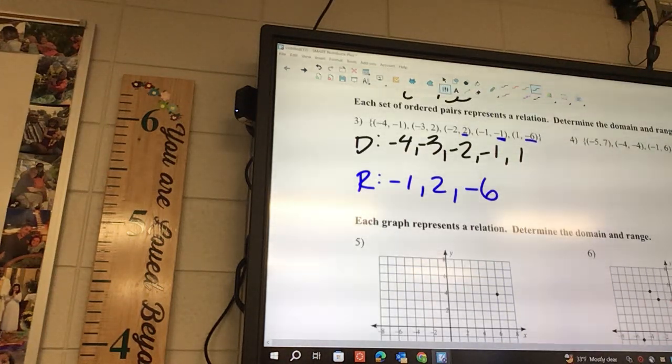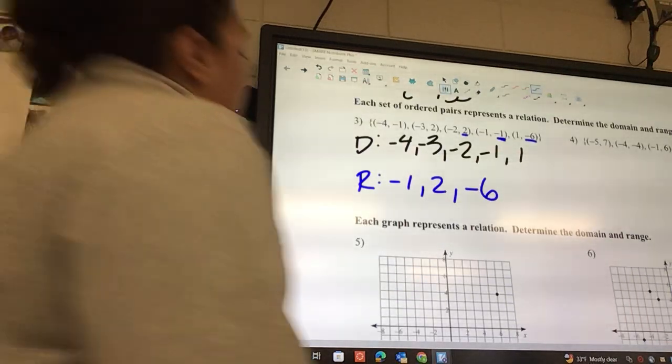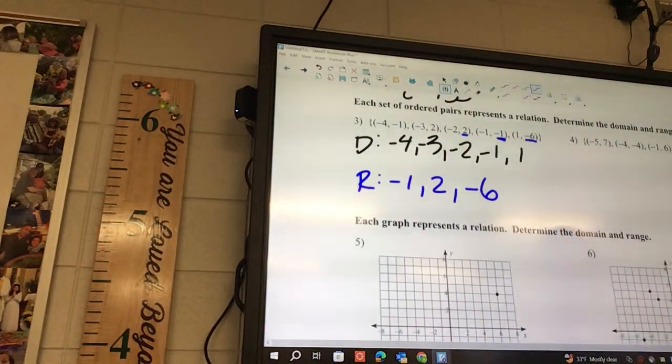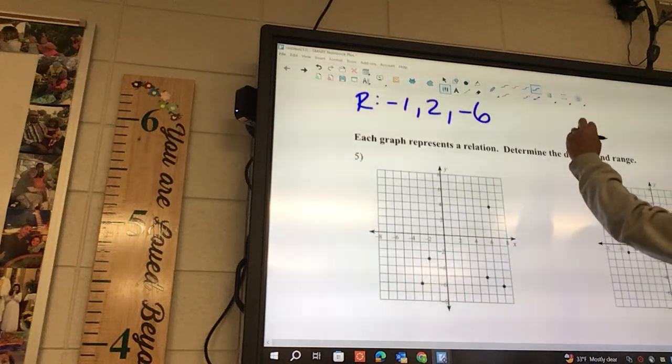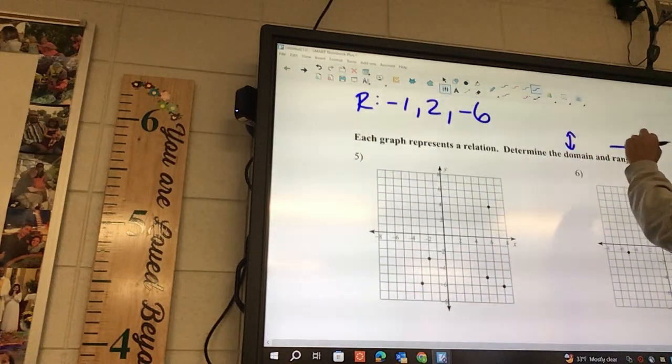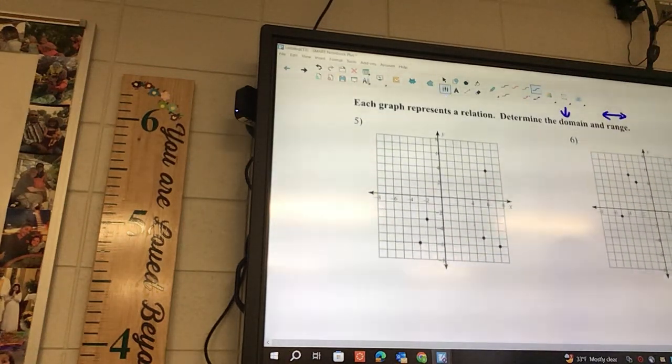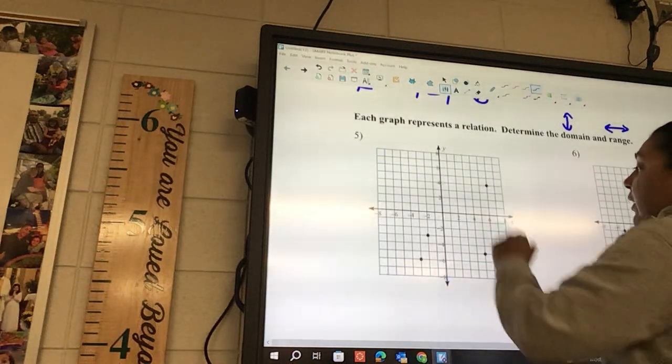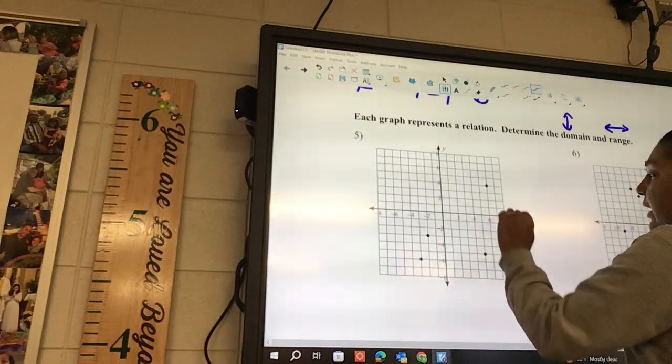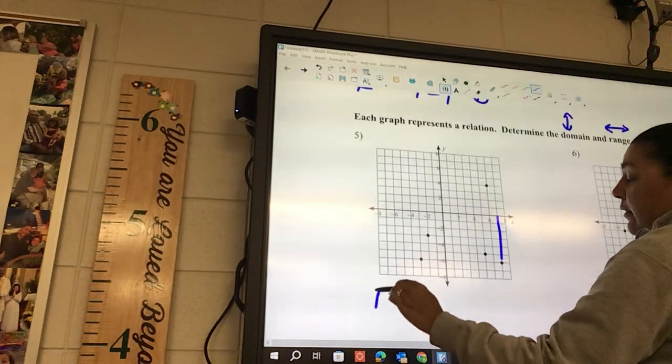that's fine. Number 5, the domain. Okay, again, covers all the x's, so it's gonna be all of the ones that go up and down, and the range is gonna be all the left and right. Okay, so if I'm looking up and down in rows, I can see that this one is on 7.